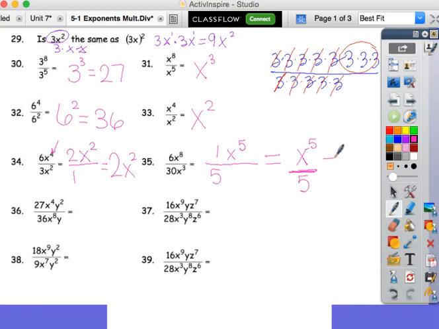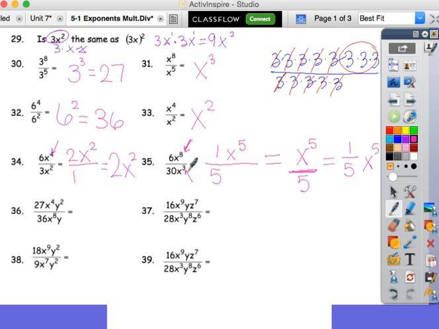That would also be the same thing if you wrote it this way: 1/5 x to the 5th. You could write it that way with the x to the 5th out to the side. That would be okay as well. Why is the x in the numerator instead of the denominator? Because you're going to put the variable wherever the larger exponent is, and the larger one is in the numerator. 8 is larger than 3. And we're going to see that now in 36.